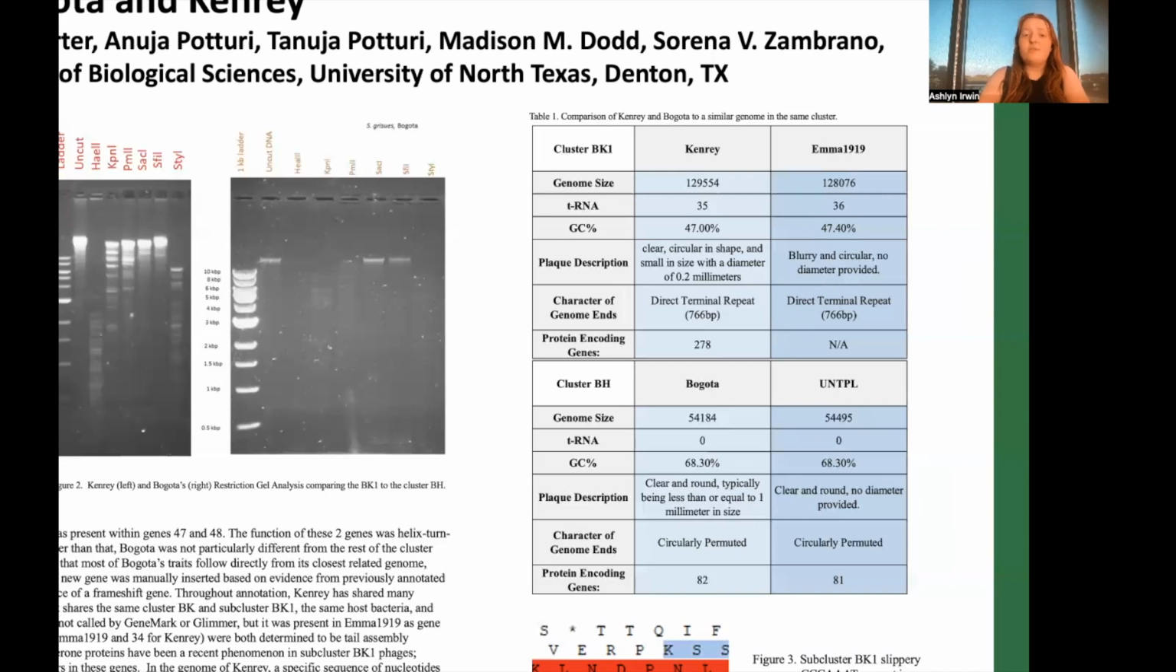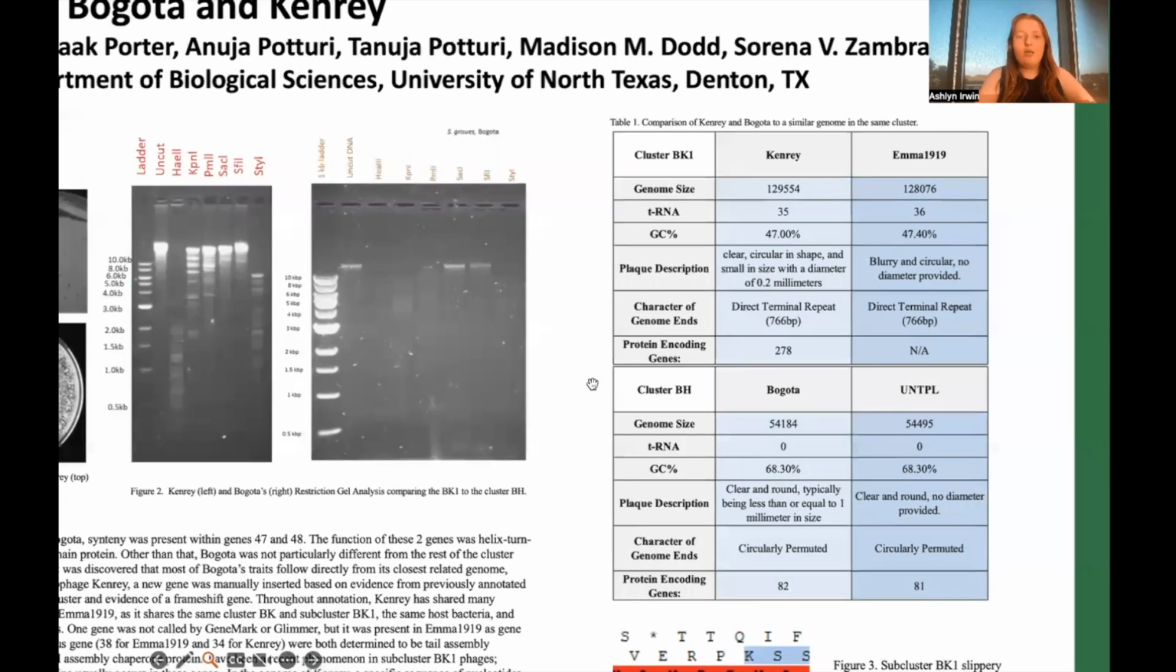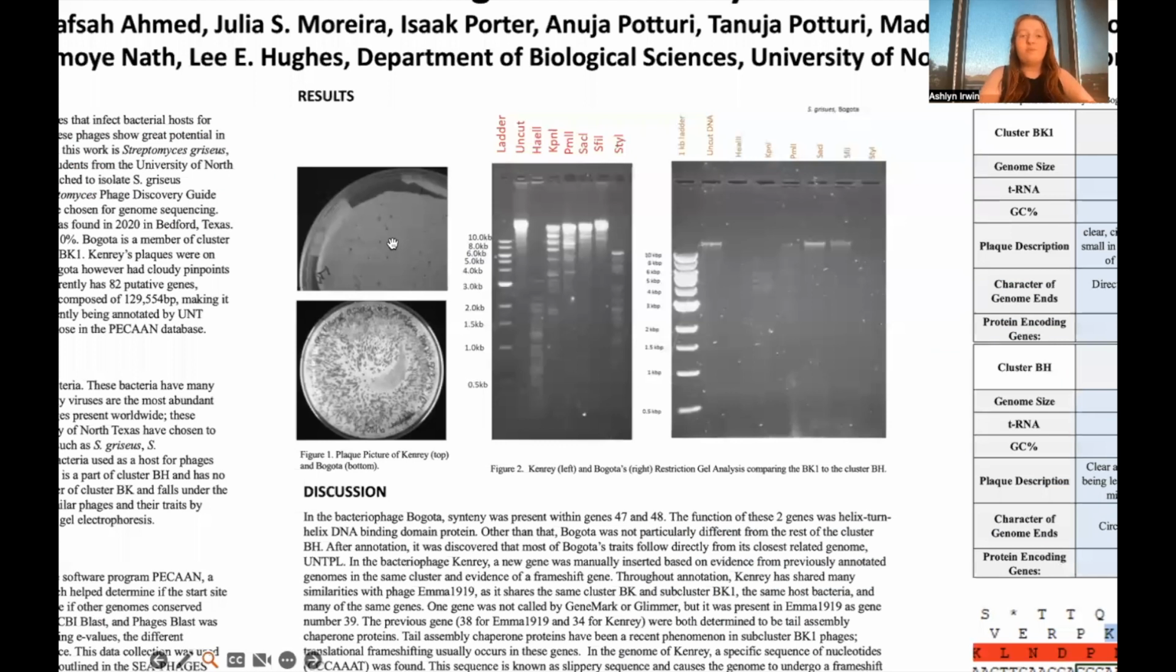So for plaque description for Kenrey, as you'll see here in a second, we're looking at that clear circular shape and a small diameter of about 0.2 millimeters. MN1919 is not included on this poster. However, from what we were able to gather from a photo, it is a bit blurry and circular, but we were not able to get a diameter. So as you can see, here are going to be Kenrey's plaques. They are that small size, circular, and clear.